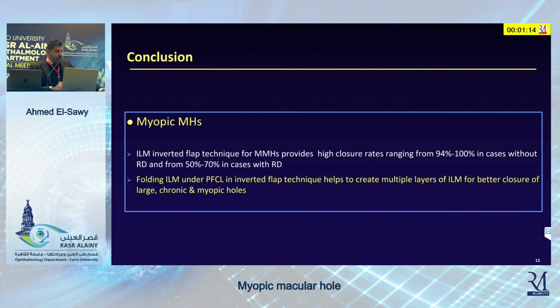So actually, the inverted flap technique is the treatment of choice, or the approach of choice, for highly myopic patients. It brings us a high success rate, reaching up to 100% in patients without detachment and 70% in patients with retinal detachment. Folding the ILM under PFCL could bring us better results by controlled flaps.